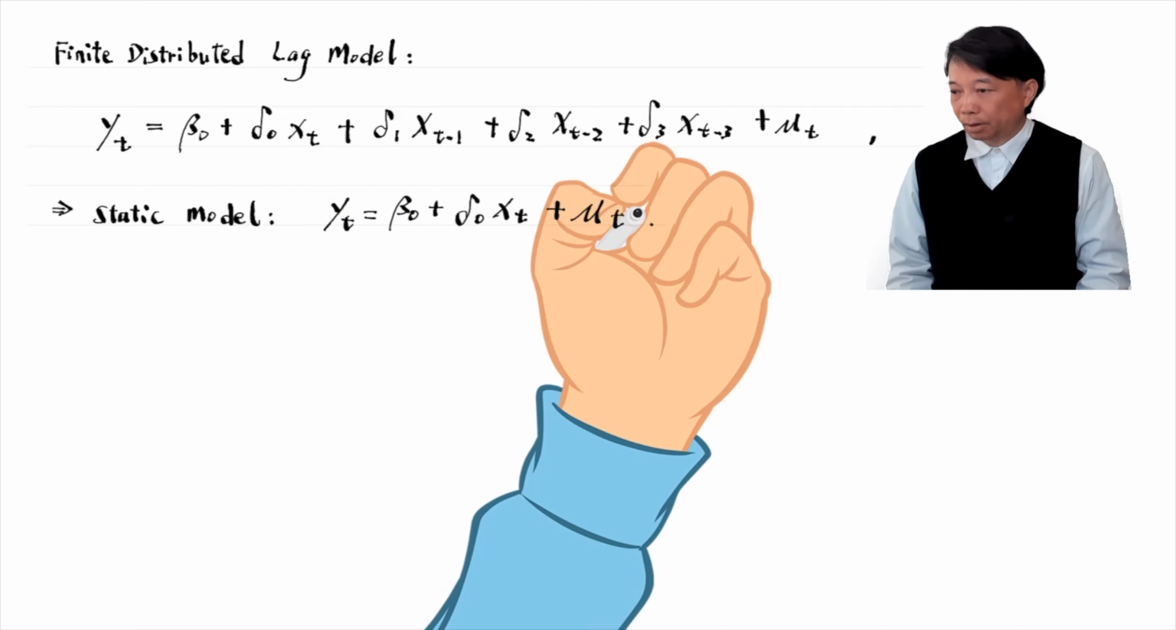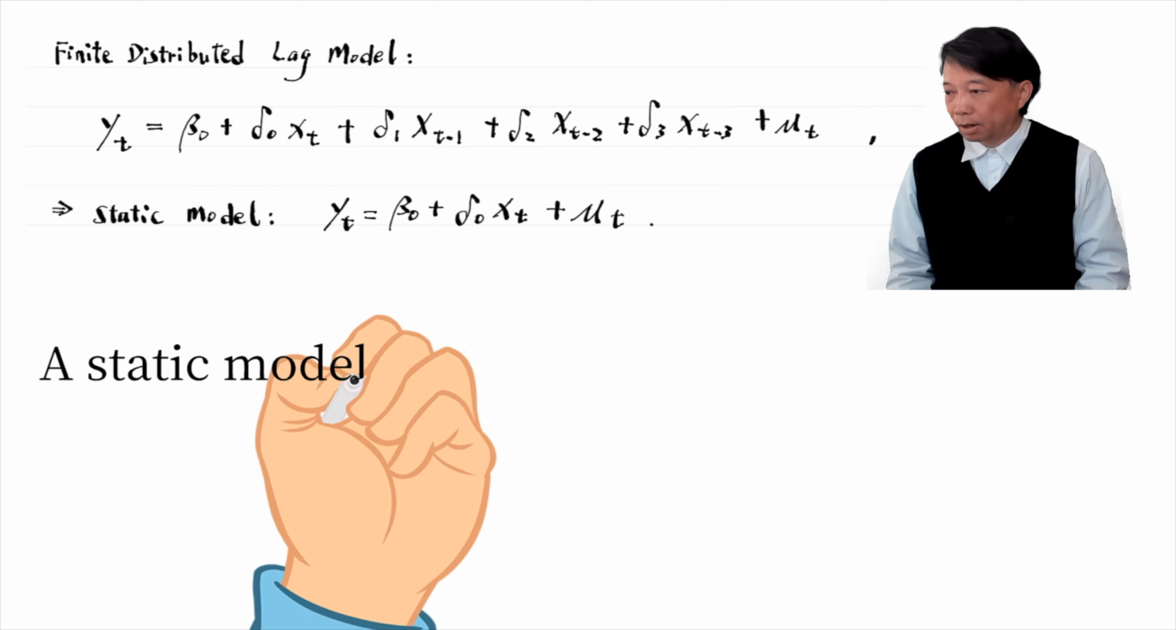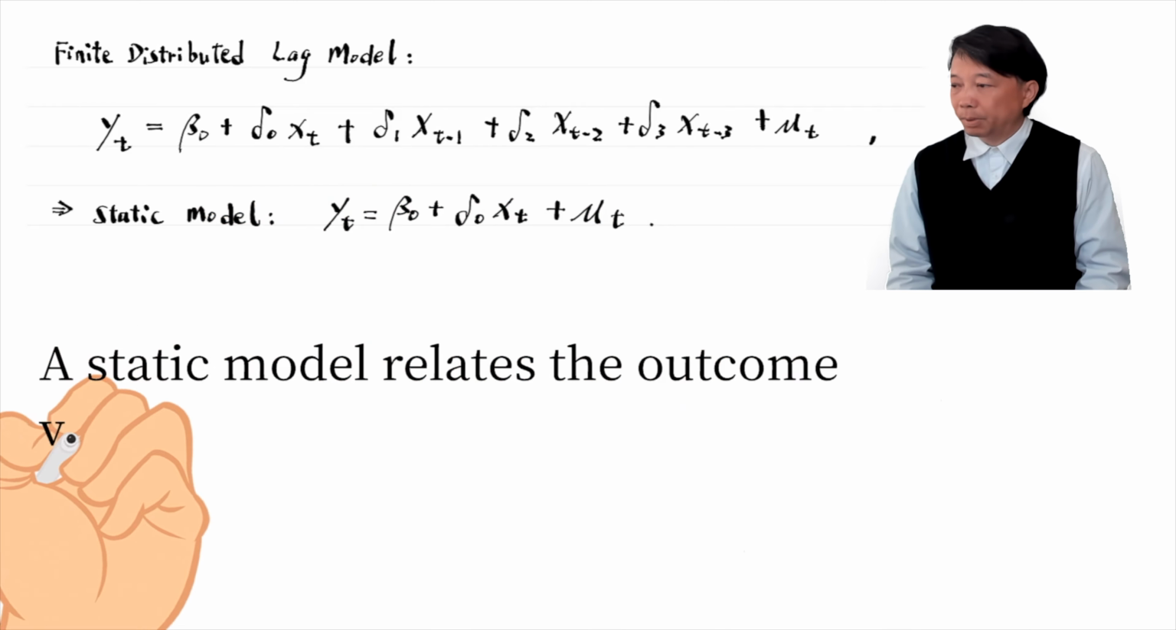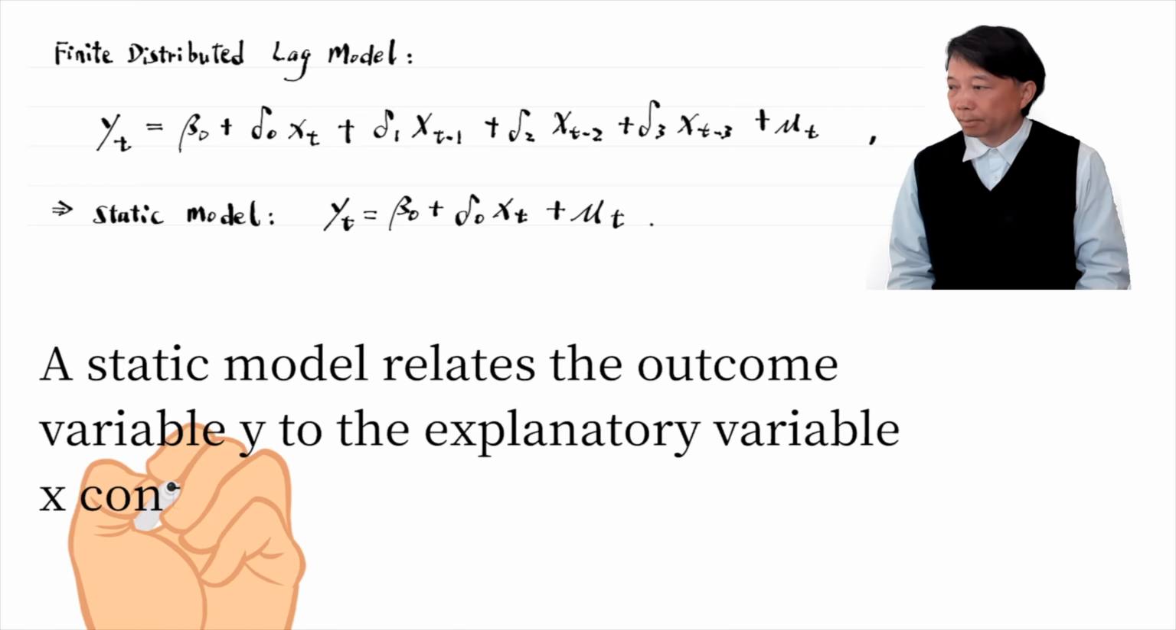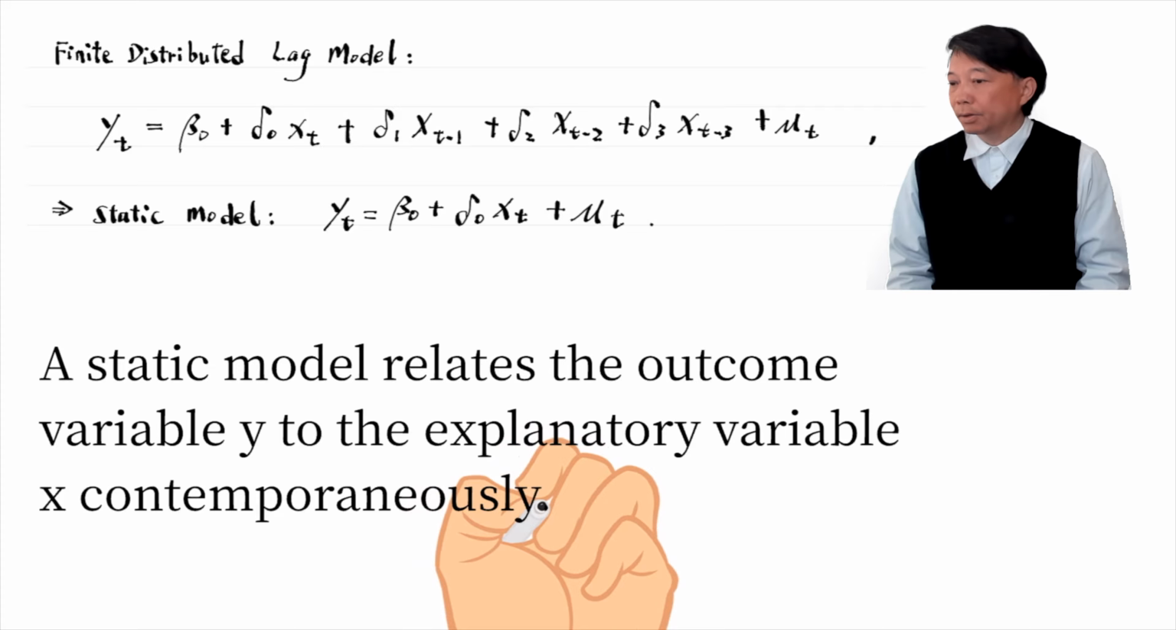A static model relates the outcome variable y to the explanatory variable x contemporaneously. It is a special case of the finite distributed lag model in which the lag coefficients are 0. There's only a short-run propensity in the static model. There's no long-run propensity in the static model.